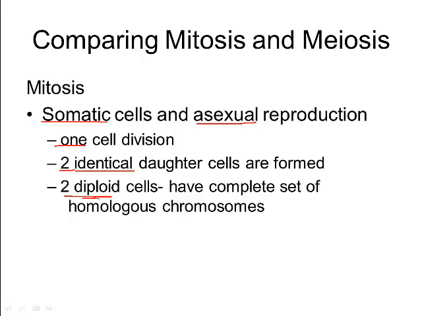So they're going to have a complete set of homologous chromosomes. They're going to have 2 copies of everything that they're supposed to have. 2 of chromosome 1, 2 of chromosome 2. They're diploid. That's what most of your cells are like in your body. They undergo mitosis. They are the ones that determine everything about you.